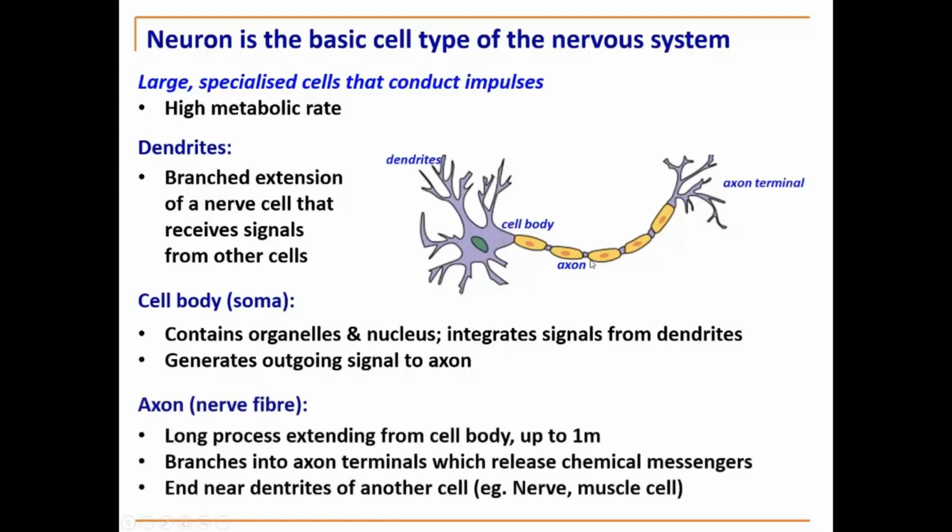So the axon is also called your nerve fiber. And this is a long process extending out from the cell body. It can be up to 1 meter in length. And it branches into the axon terminals. And these release chemical messengers to talk to another neuron, or to a skeletal muscle, for example, or to a smooth muscle, basically to the effector or another nerve cell. And like I said, it ends near the dendrites of another cell. So this can talk potentially to thousands of cells. So this one neuron can talk to thousands of cells, and it can receive information from thousands of cells. So your central nervous system is highly integrated.